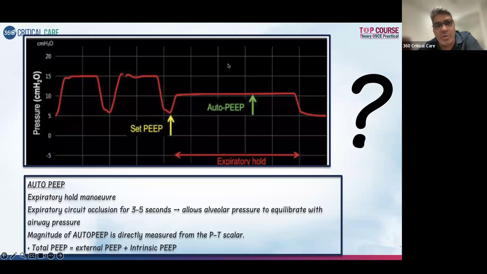Here the auto PEEP is 10 centimeters of water. So auto PEEP accounts for both the external PEEP that is given to the patient and the PEEP generated inside, called intrinsic PEEP. So the total PEEP that the patient experiences is the intrinsic PEEP plus the external PEEP that is given. If you have a ventilator setting of 5 centimeters of water PEEP, that's external PEEP, and the intrinsic PEEP is 10, so 10 plus 5 is 15 PEEP the patient is currently on.